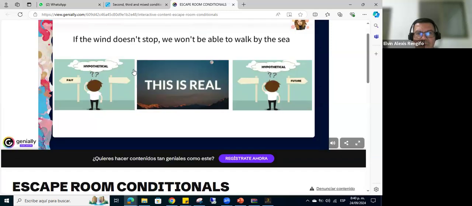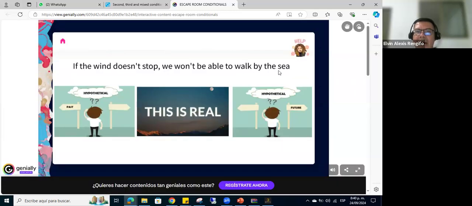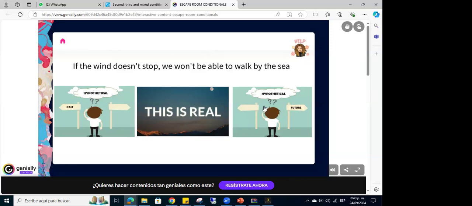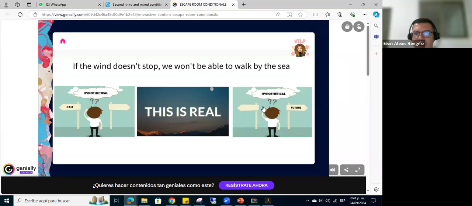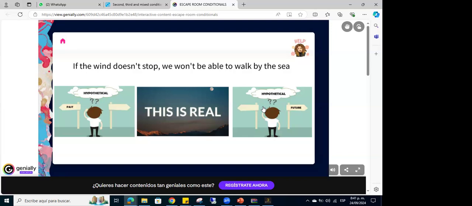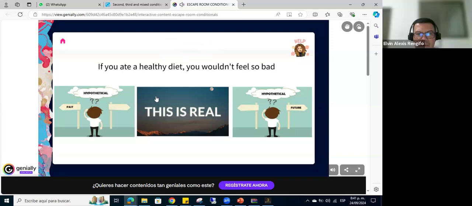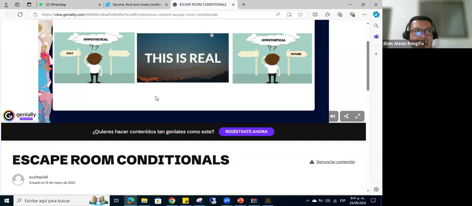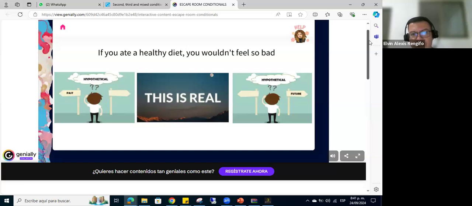Okay, if the wind doesn't stop, we won't be able to walk by the sea. Is this real, hypothetical past or hypothetical future? Do you agree, Vivi? Yes, teacher, it's future. I disagree. This is real, because it says if the wind doesn't stop, we won't be able to walk by the sea. It's using the real structure of present and will.